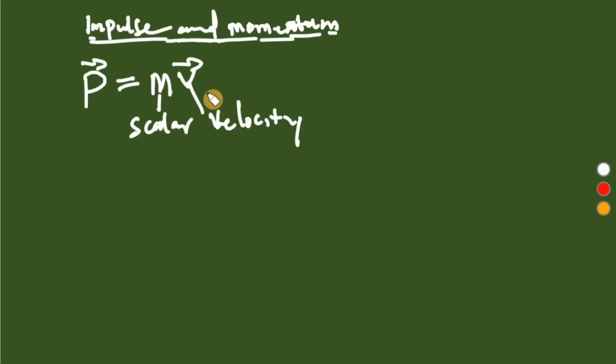So we can also picture momentum as mass in motion. Looking at this, you see that the unit of momentum will be kilogram meter per second, because mass is in kilogram and velocity is in meter per second.